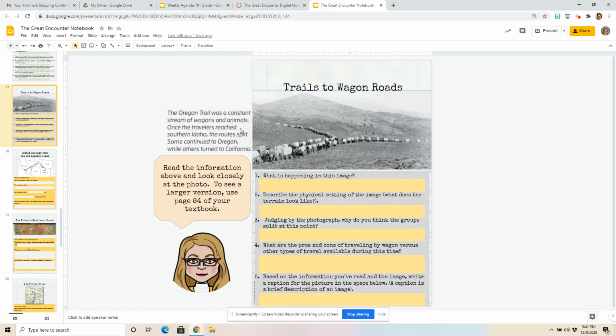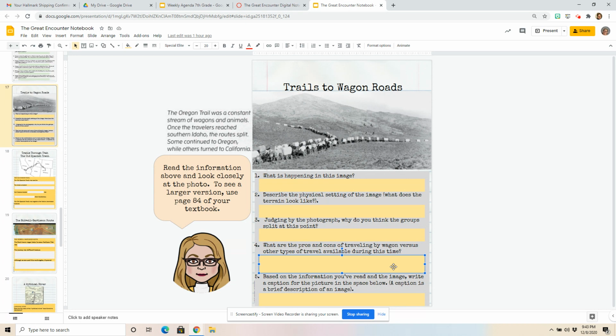Based on the information you read here and the information you can see by looking at the picture, and always make sure to look top to bottom, side to side, foreground and background, I'd like you to answer the questions on this slide based on what you see. One of the things that you have to do for number 4 is talk about the pros and cons of traveling by wagon versus other types of travel. So think about other ways people could possibly get around.